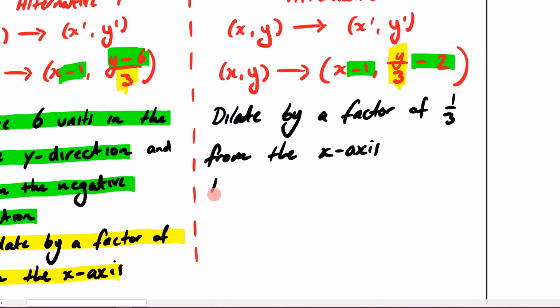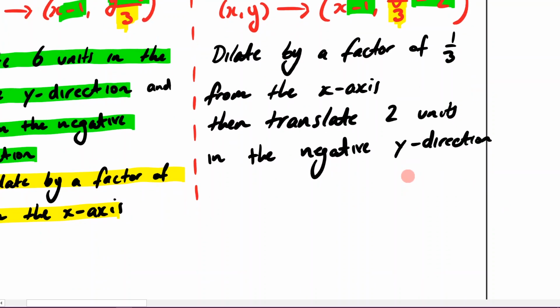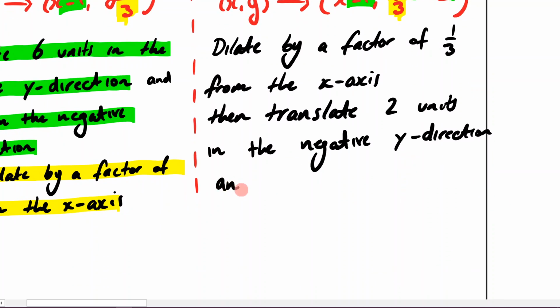So then I would say then translate 2 units in the negative y direction and 1 unit in the negative x direction.